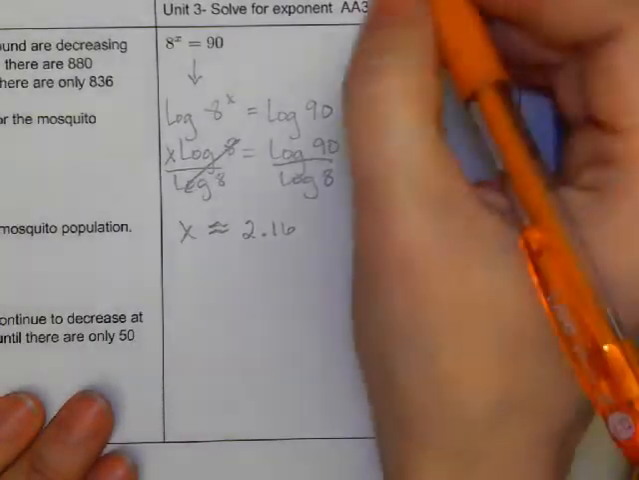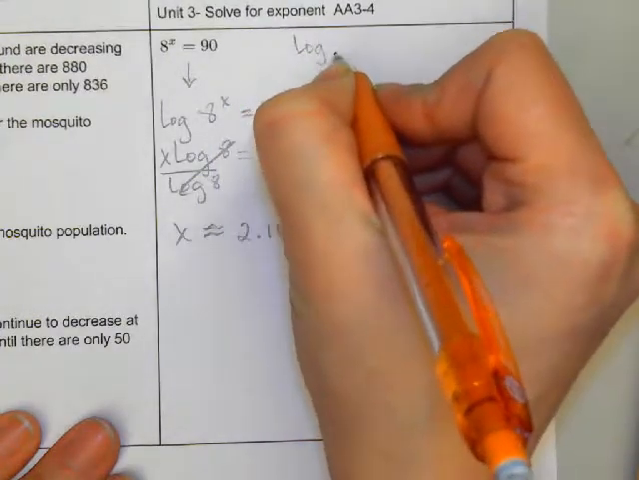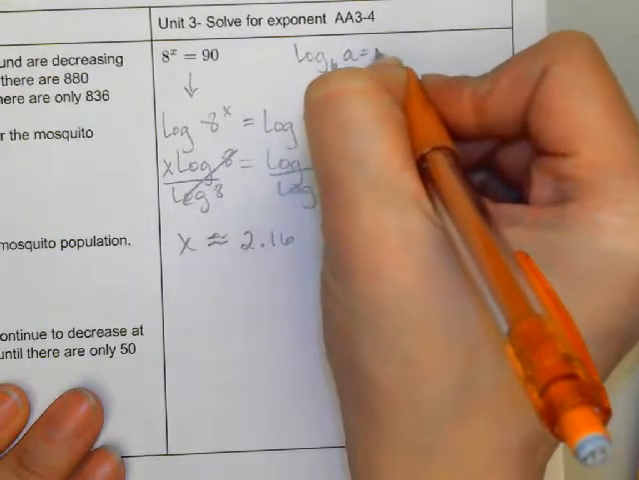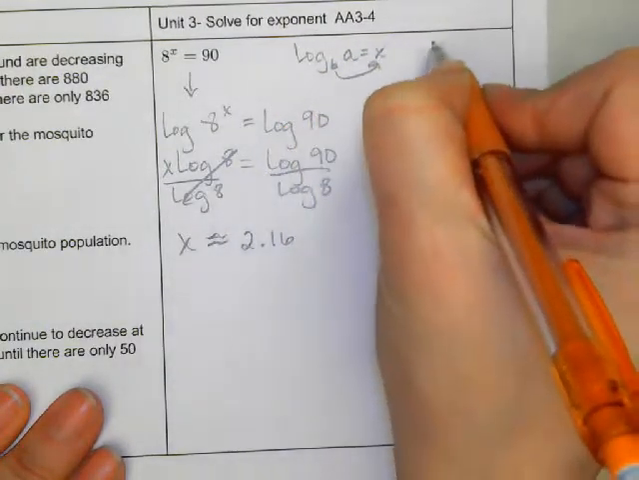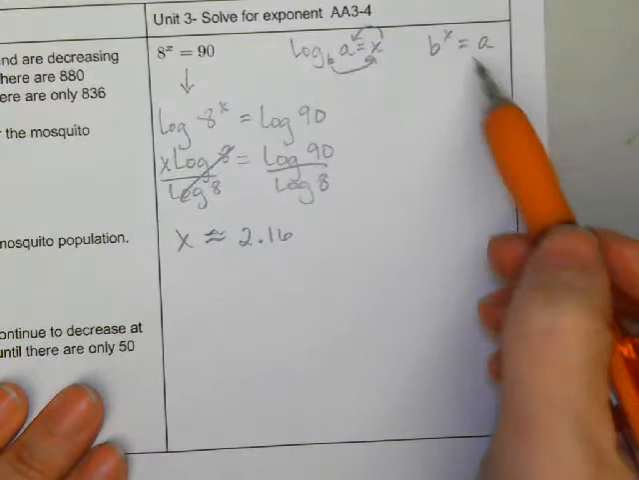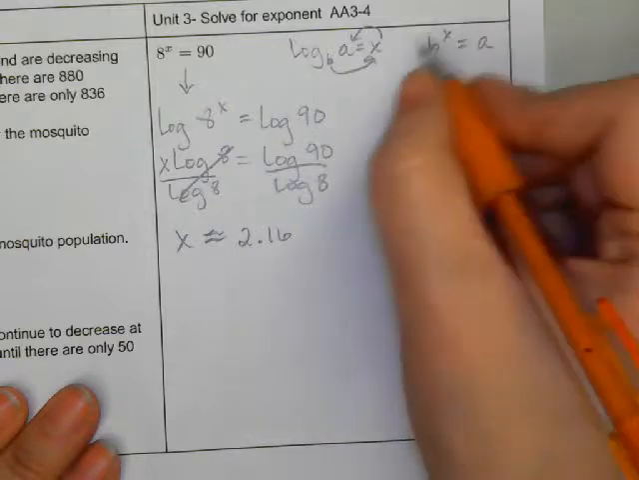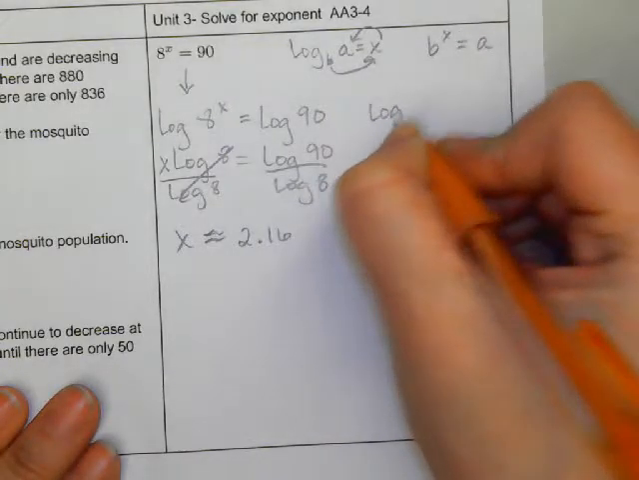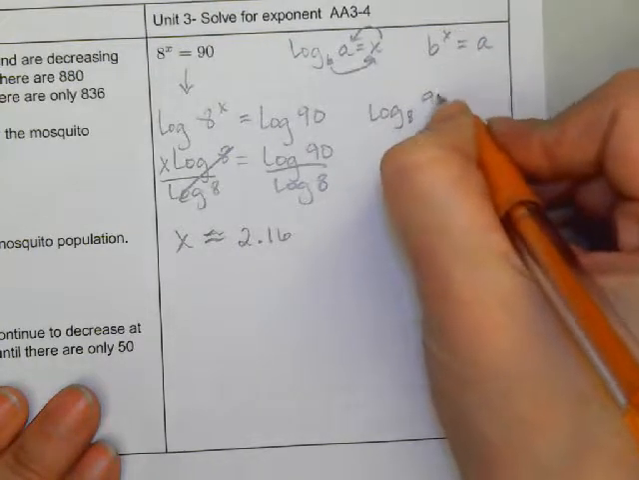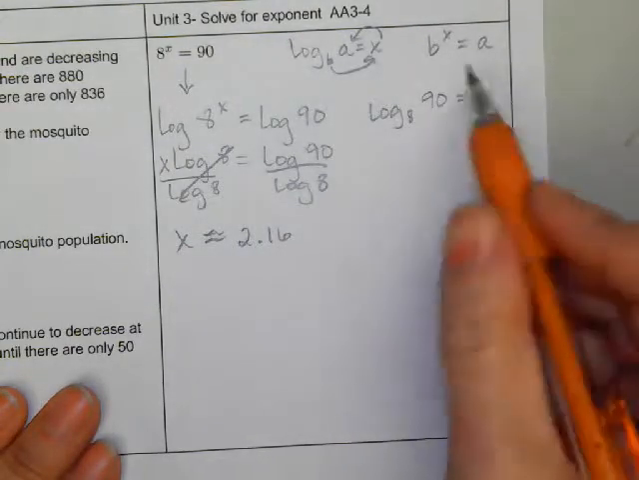The other way is to use the relationship between logs and exponentials, which is if I have log b of a equals x, then b to the power of x equals a. So I can rewrite this exponential in log form. So I have log base 8 of 90 equals x. So that would be the 8 to the x equals 90.